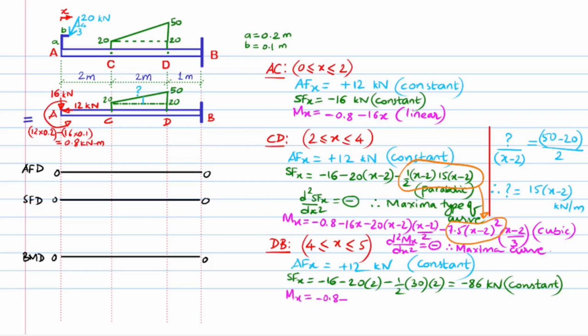Lastly, for region DB, M at x is written as minus 0.8 minus 16 times x minus 20 times 2 times x minus 3 minus half times 30 times 2 times the distance of this equivalent point load from the section, that is x minus 3.33 meters. This equation has a maximum power of x as 1. Hence, the locus of the moment values is found to vary linearly over the length.